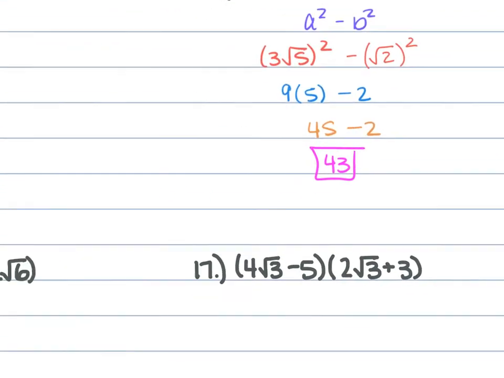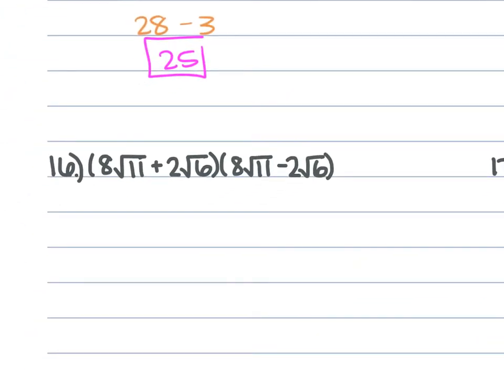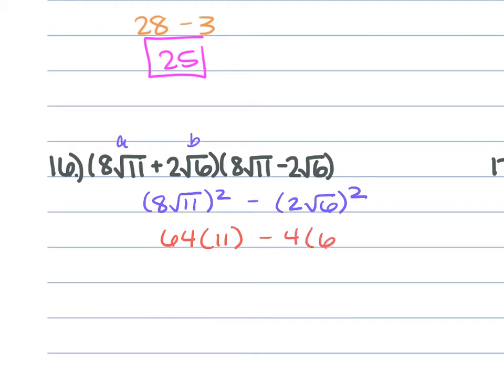For 16, we have 8 square root of 11 plus 2 square root 6 times 8 square root of 11 minus 2 square root 6. So again, difference of squares. Our A is the 8 square root of 11. Our B is the 2 square root 6. So we are going to have 8 square root 11 squared minus 2 square root 6 squared. So 64 times 11 minus 4 times 6. Our 64 times 11 is 704, and that 4 times 6 is 24. So 704 minus 24 gives us 680.